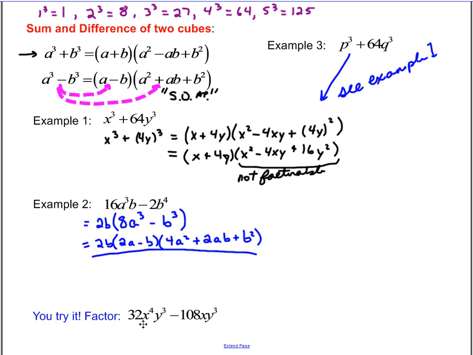We've got 32x to the fourth y cubed minus 108x y cubed. So you get the factorization of that. Tell me what you get. Answer in the next video.